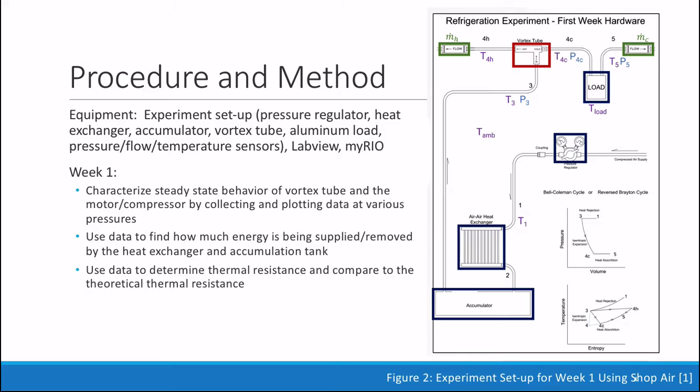For week 1, we want to characterize steady-state behavior of the vortex tube and the motor and compressor by collecting and plotting data at various pressures. We then use that data to find out how much energy is being supplied and removed by the heat exchanger and the accumulation tank. We then use that data to determine thermal resistance and compare to the theoretical thermal resistance. Shown here in Figure 2 is the experiment setup for the first part of week 1, which uses shop air.